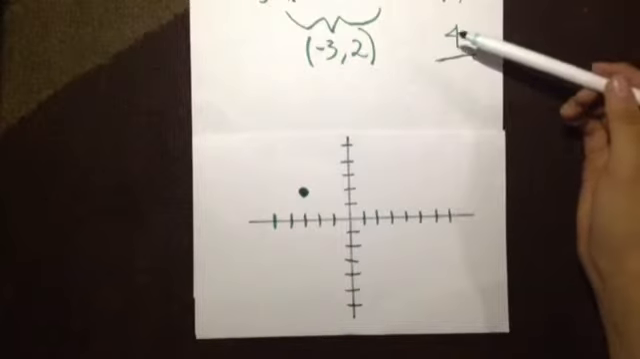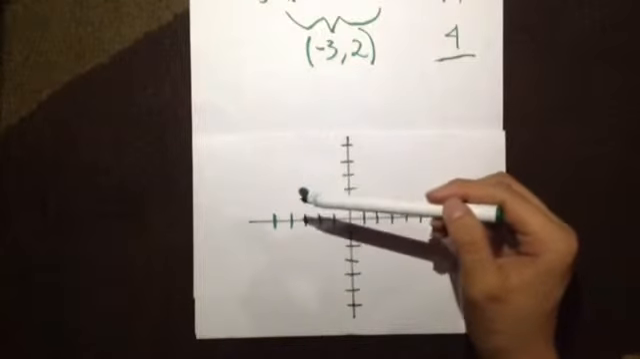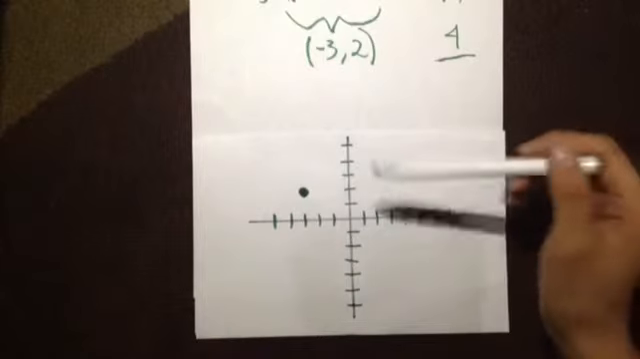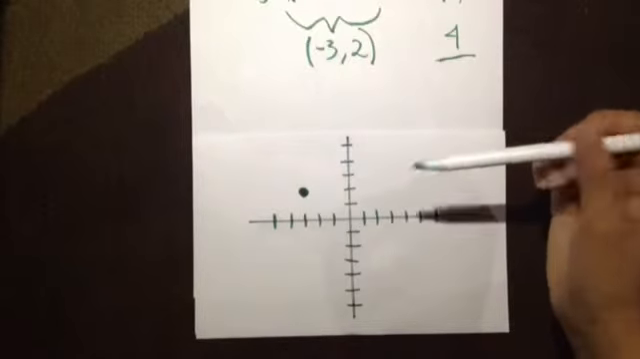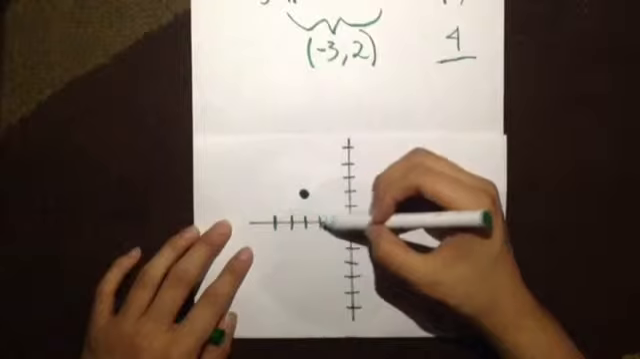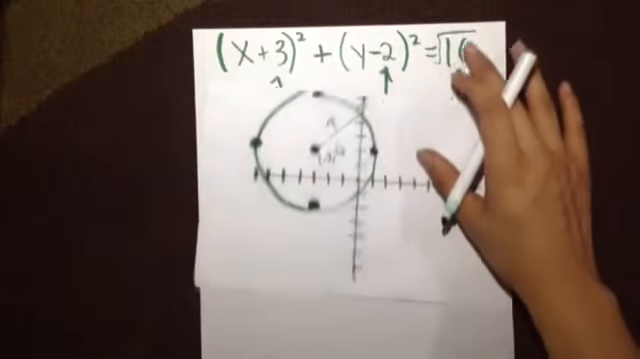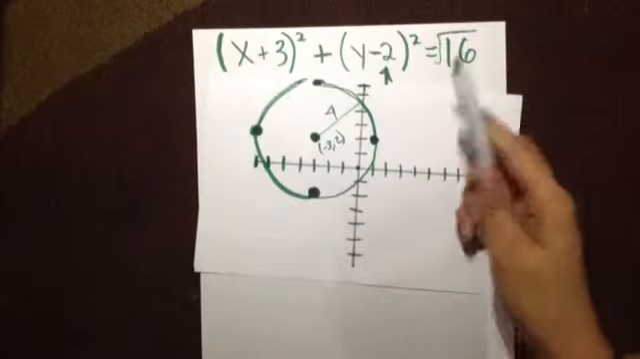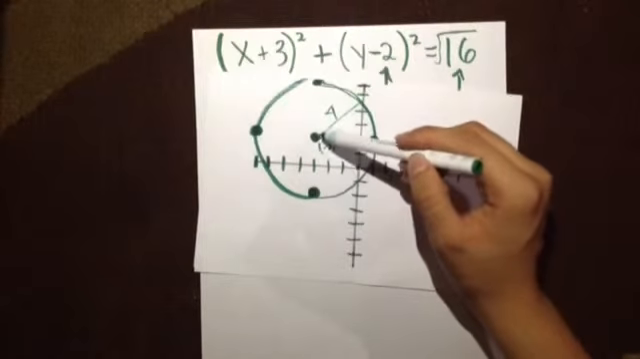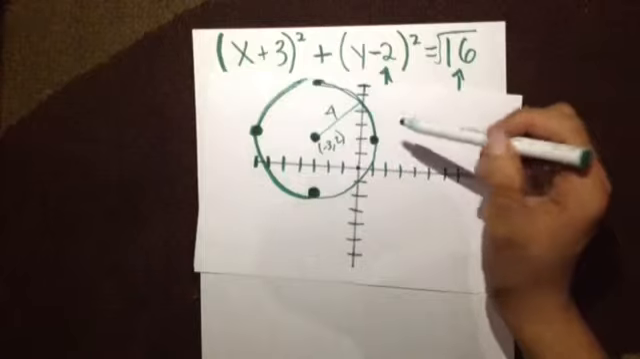Since our radius is 4, all we have to do is plot points 4 units to the right, to the left, up or down, and that will form our circle. So here we have the graph of this equation. All we had to do was find the center of the circle and plot points 4 units to each side.